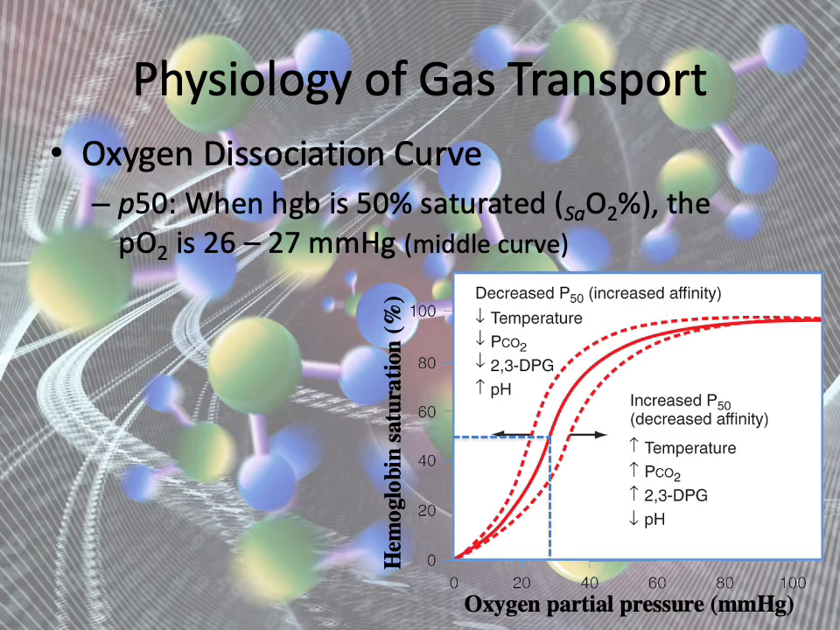Okay, so where it intersects the curve, we draw a straight line down, and voila, a normal oxygen dissociation curve shows that when hemoglobin is 50% saturated, the PO2 is, what do you know, 25 or 26, 27 millimeters of mercury. Okay, you can also look at this in kind of the opposite direction. So, for instance, rather than saying when hemoglobin is 50% saturated, the PO2 is 26 to 27, you could also say that when the PO2 is 26 to 27, hemoglobin should be 50% saturated.